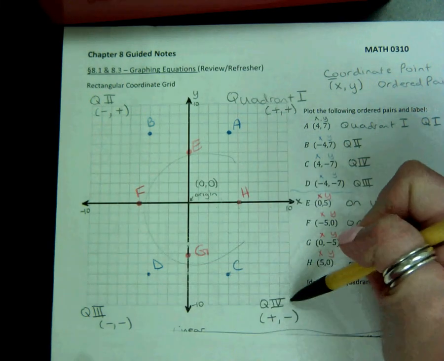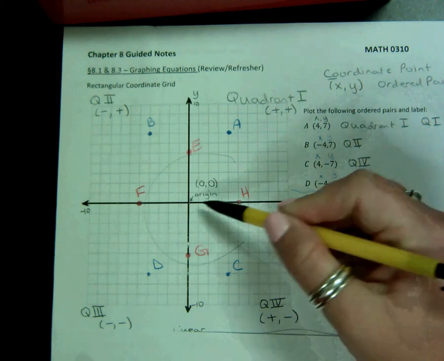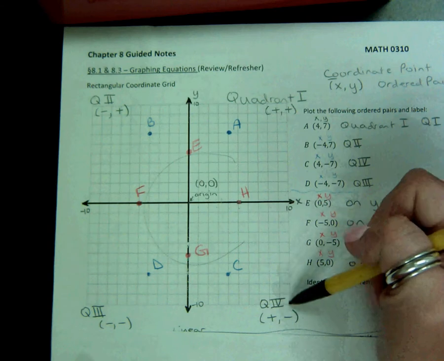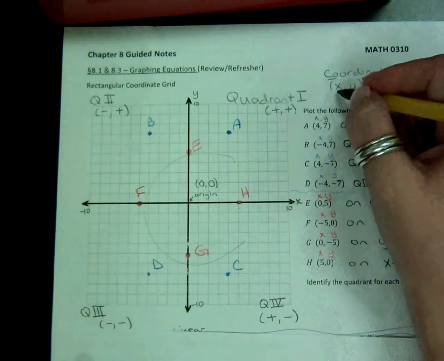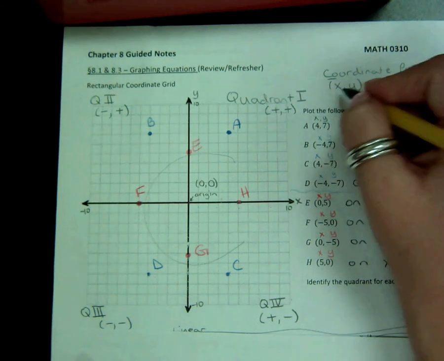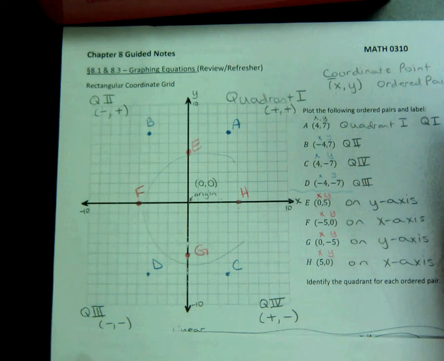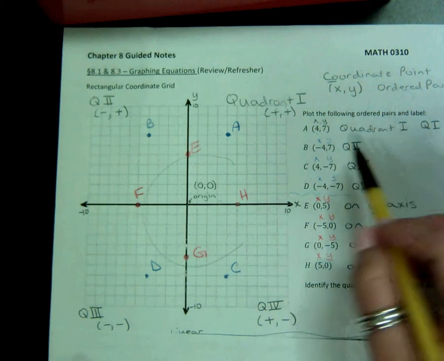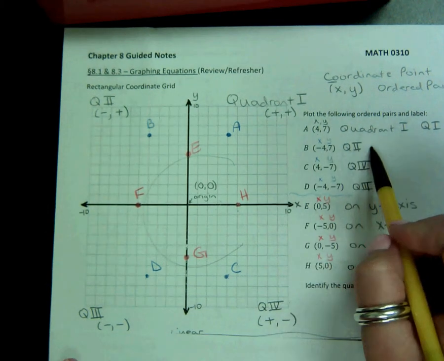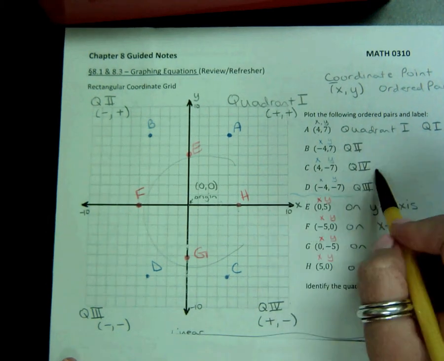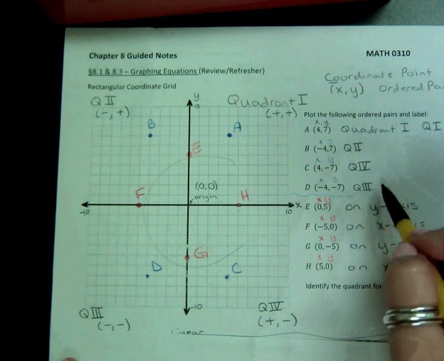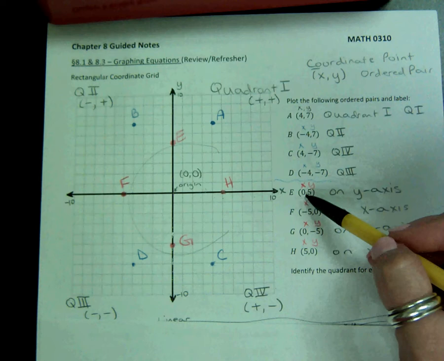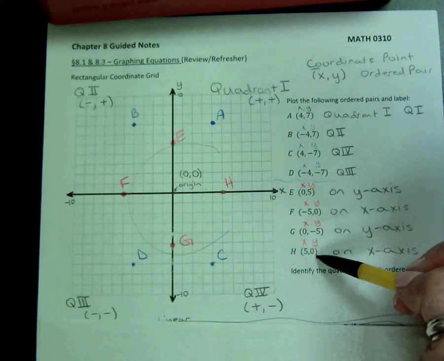And finally quadrant 4, Roman numeral 4, is the bottom right corner, and that's positive in the X, negative in the Y. The first value in an ordered pair is always X, and the second value is always Y. So point A is in quadrant 1 or Q1, point B is in quadrant 2, point C is in quadrant 4, and point D is in quadrant 3. Then we plotted 4 more points with zeros involved this time.